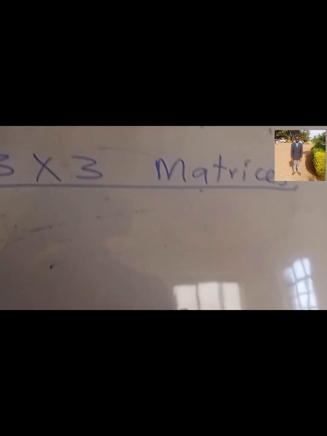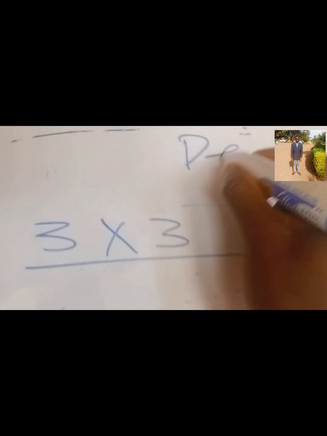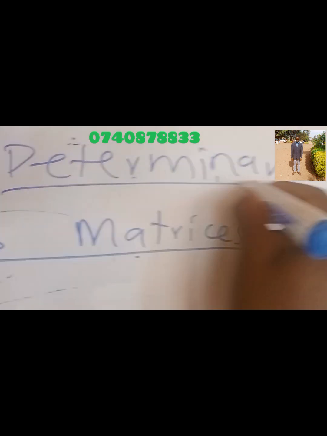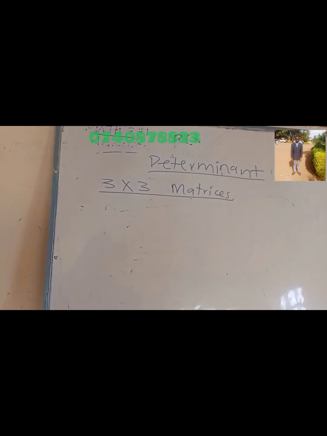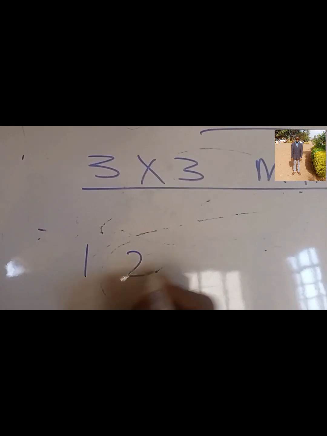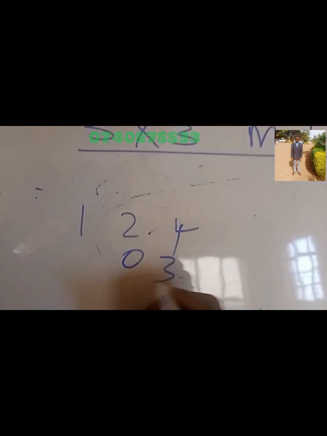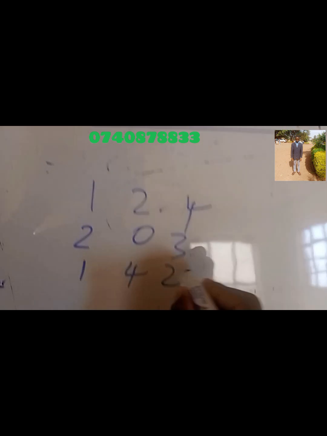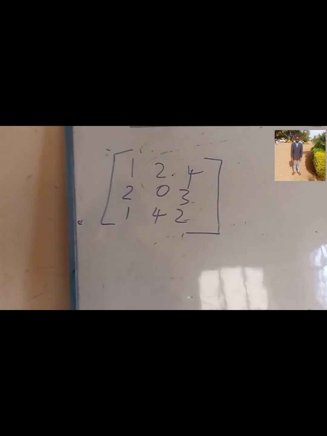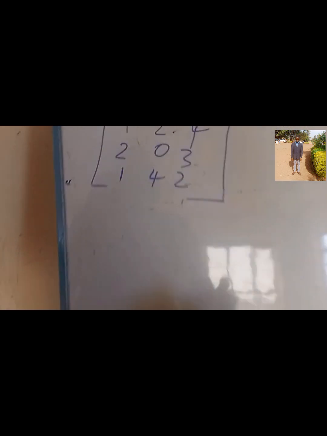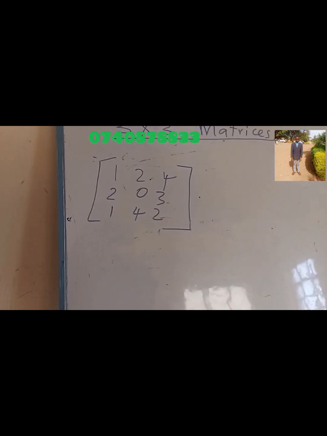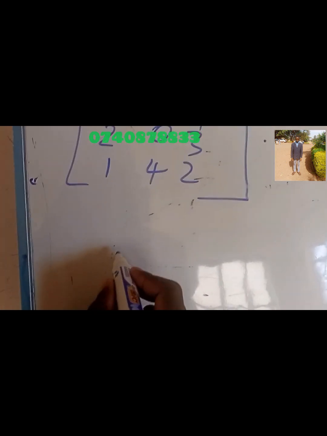So we can start with 3 by 3 matrices, how they are done, how to find the determinant of 3 by 3 matrices. It is very simple actually. For example, you are given a matrix with these elements. Assume you are given a matrix with those elements. How to find the determinant of the given matrix? It is very simple.